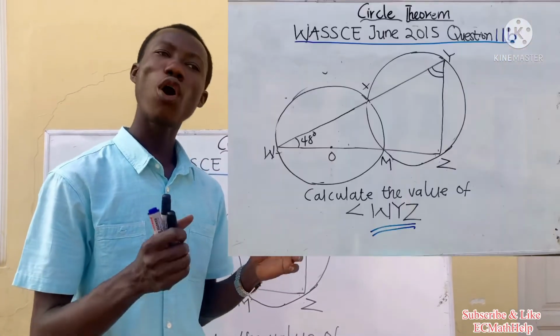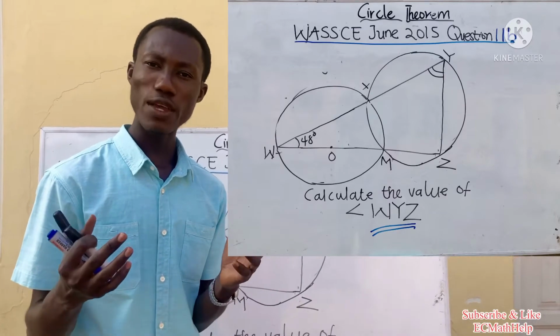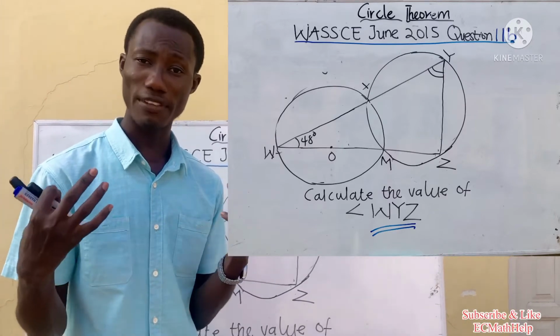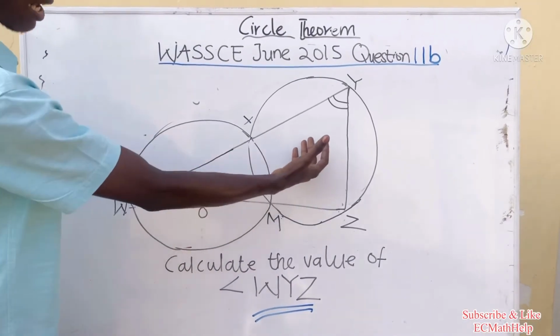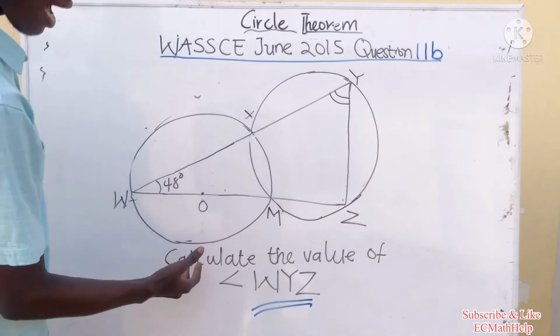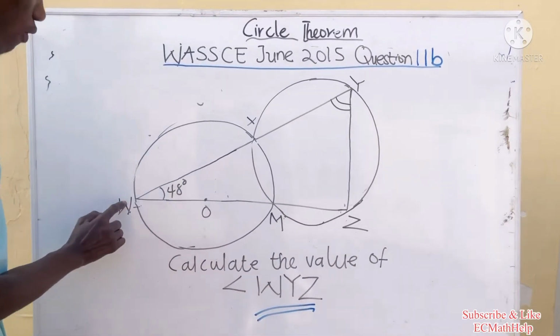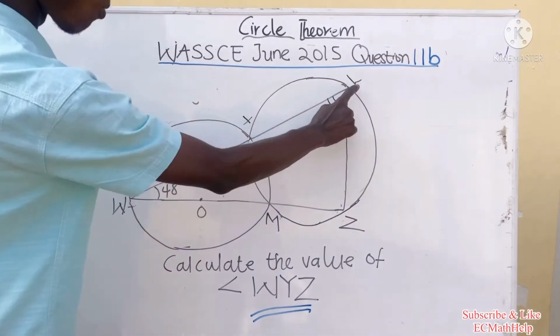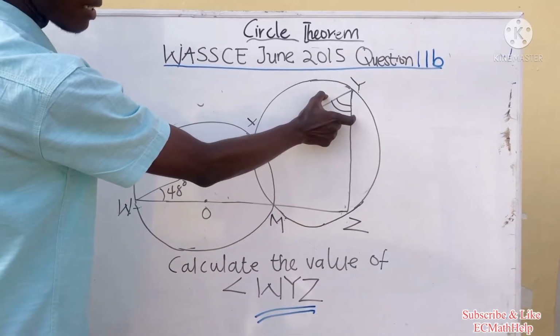Okay, so we've been talking about a series on circle theorem, and today we'll be combining some of the properties we have learned to solve a full question. Looking at the question, we have been given a triangle with two circles. We are asked to calculate the value of angle WYZ. So this is the angle we are to look for.